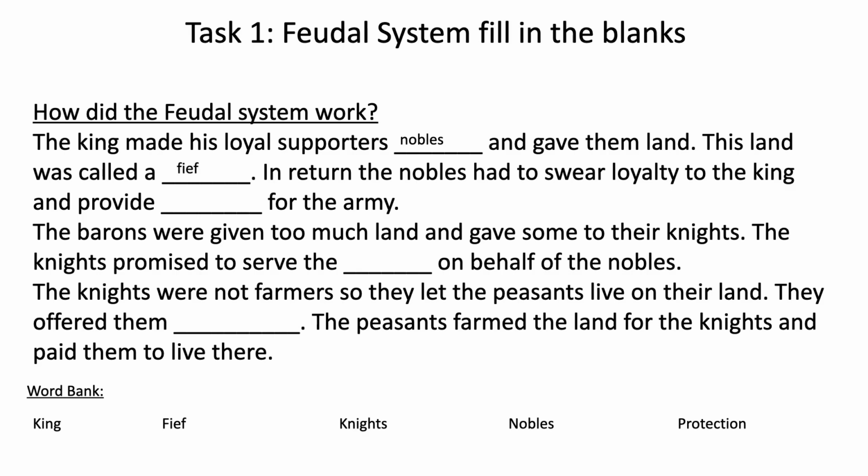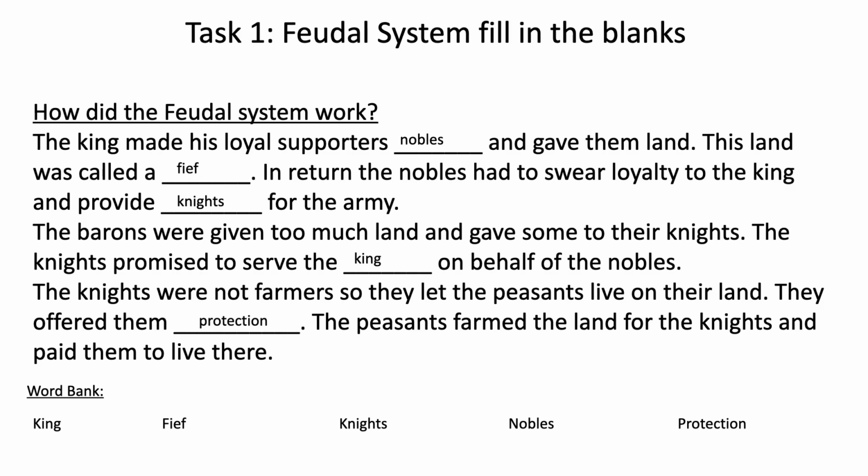In return, the nobles had to swear loyalty to the king and provide knights for the army. The barons were given too much land and gave some to their knights. The knights promised to serve the king on behalf of the nobles. The knights were not farmers, so they let peasants live on their land. They offered them protection. The peasants farmed the land for the knights and paid them to live there.